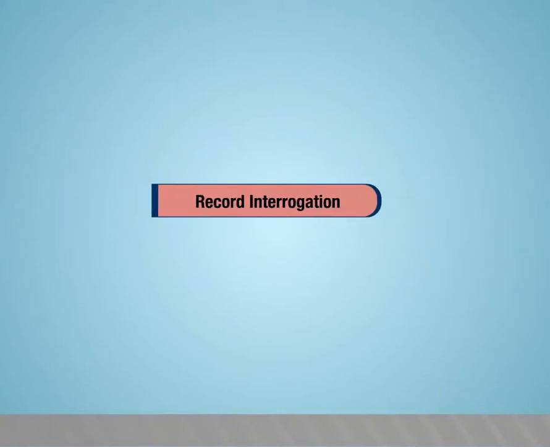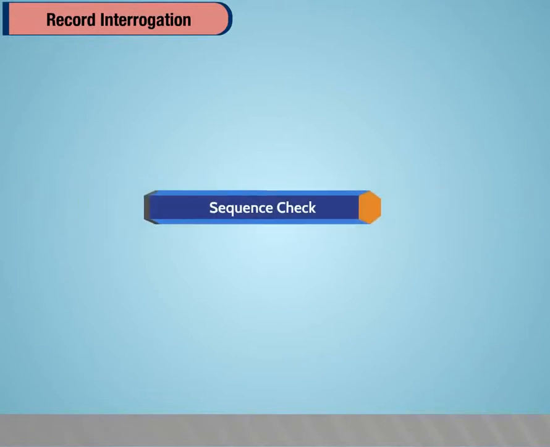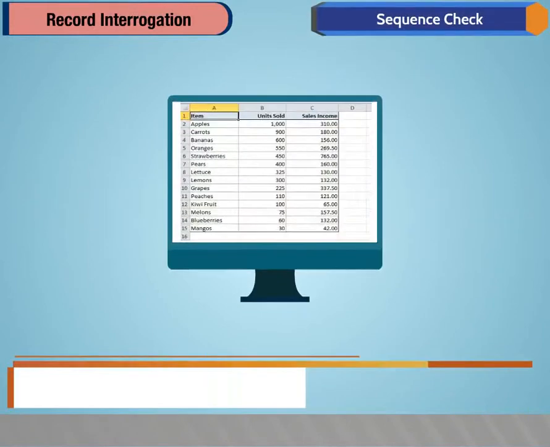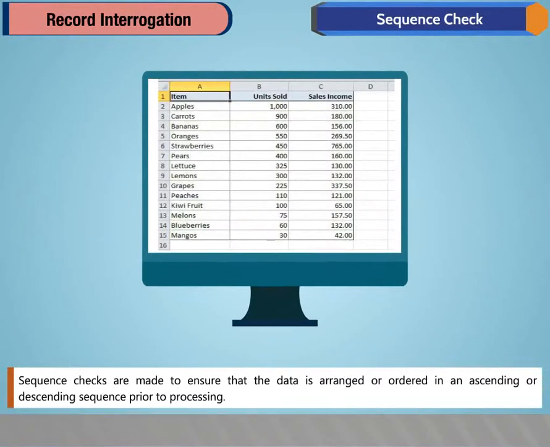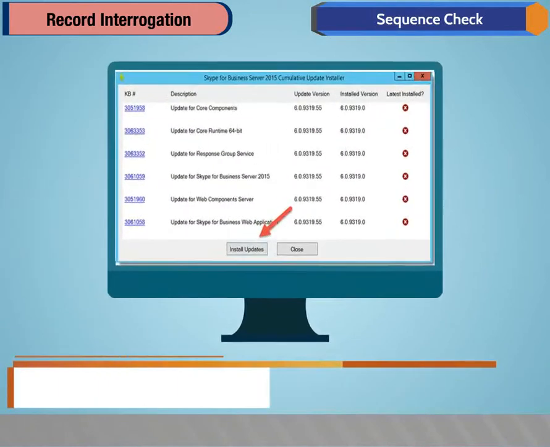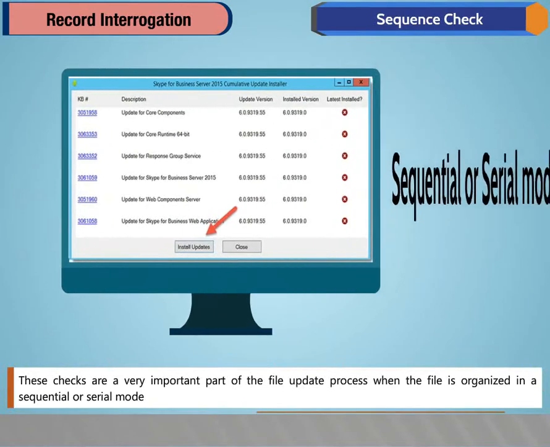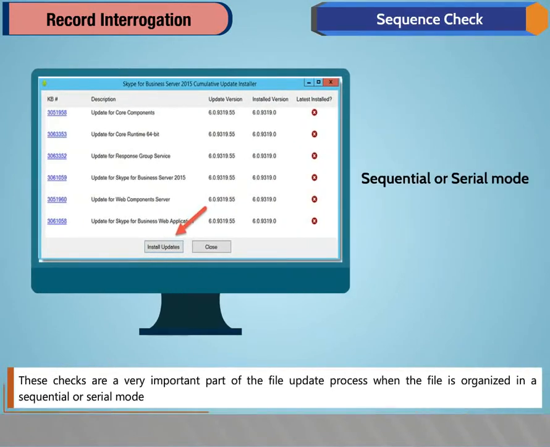Record interrogation. Record interrogation consists of the following checks. Sequence check. Sequence checks are made to ensure that the data is arranged or ordered in an ascending or descending sequence prior to processing. These checks are a very important part of the file update process when the file is organized in a sequential or serial mode.